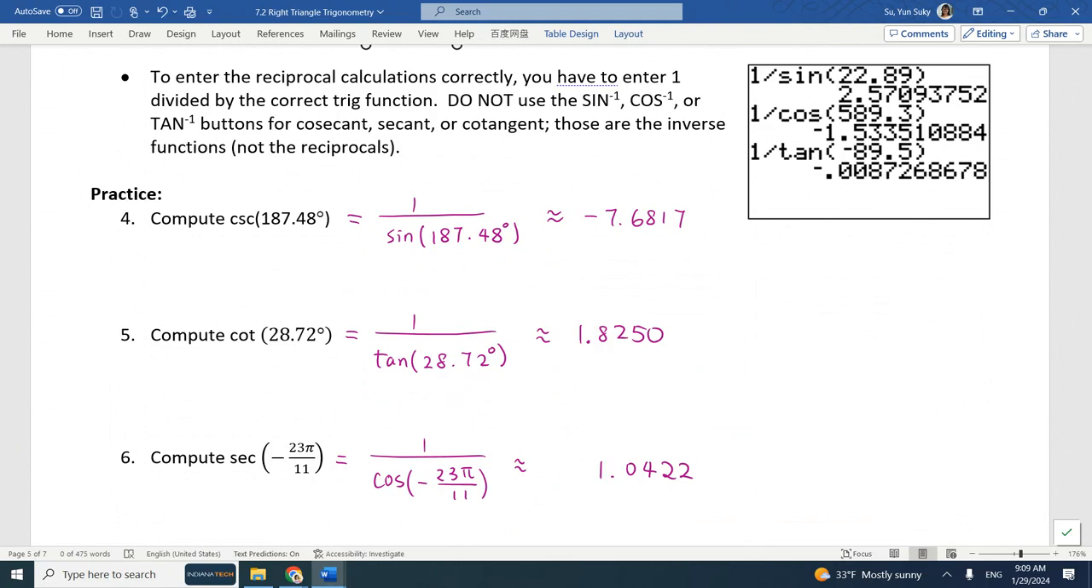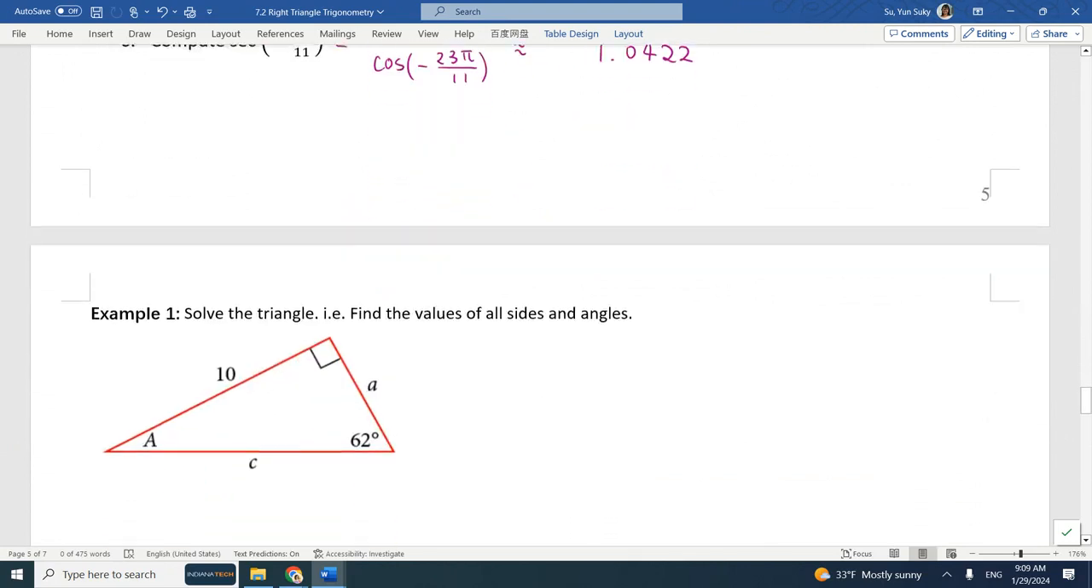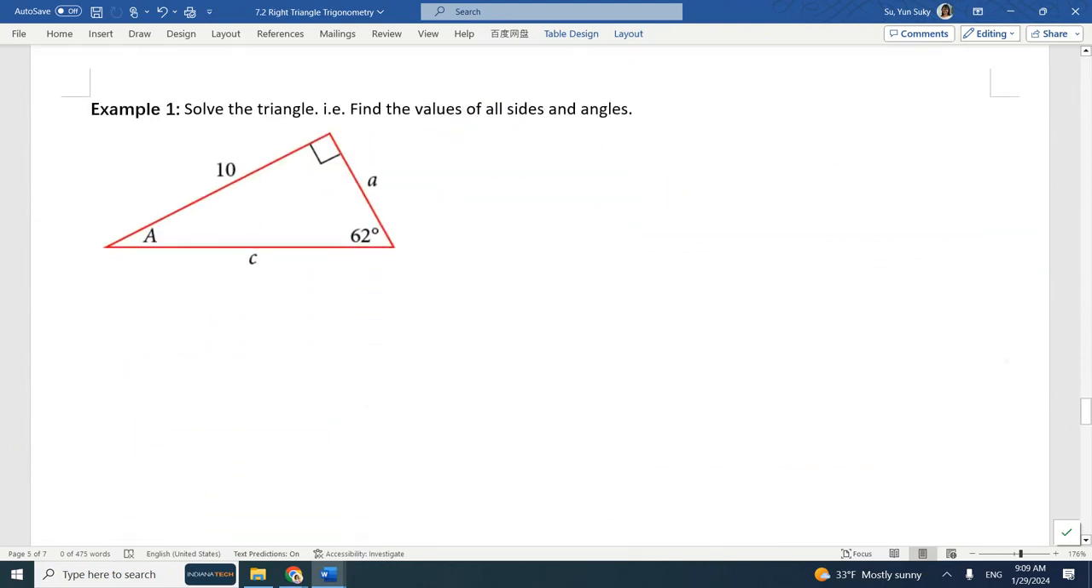Question? Sure. Yeah, make sure you get the radian mode. Yes. Radian mode, not degree. Yes. Okay. So all of you know how to use your calculator. Now let's continue.